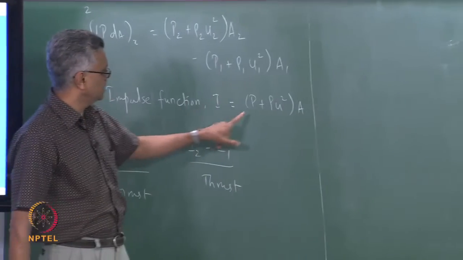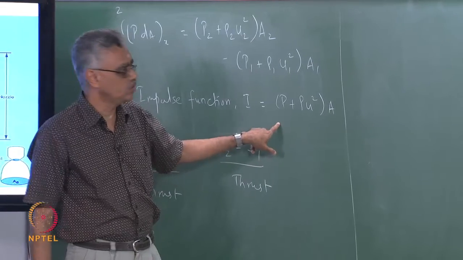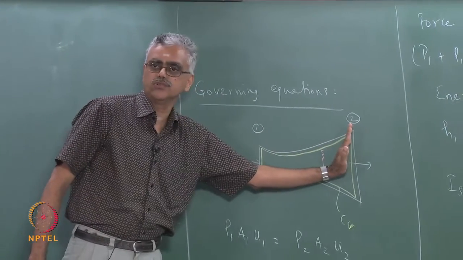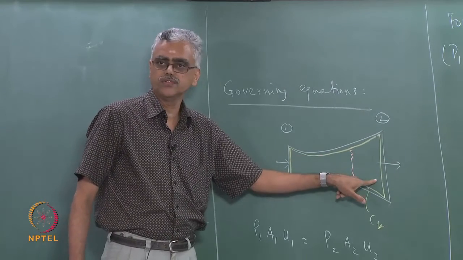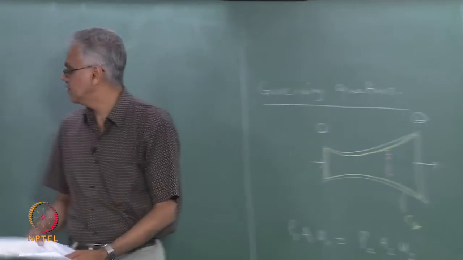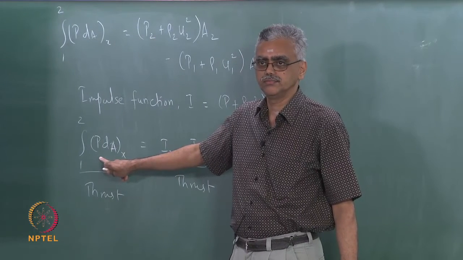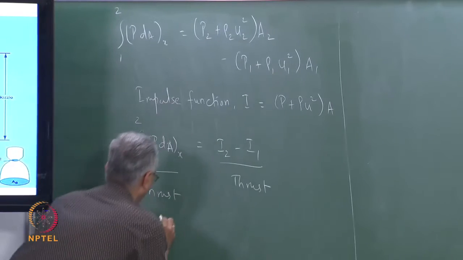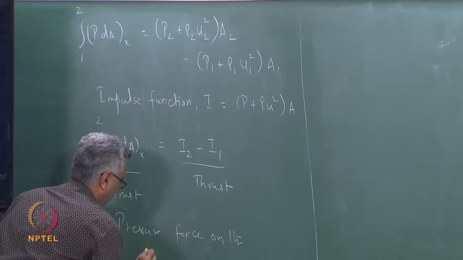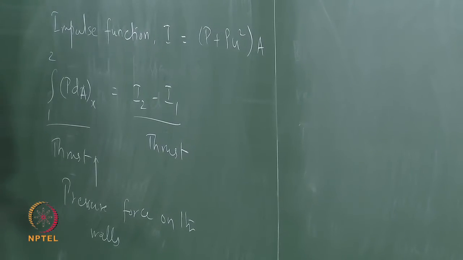Notice that the impulse function has a pressure term also, P times A. There is a pressure force here, right, but this force is the pressure force that acts on the inlet face and the exit face of the control volume. So that pressure force acts on the fluid surface, it does not act on the wall or the solid surface, whereas the pressure force that appears on the left hand side of this equation is the pressure force that is exerted on the walls, right. This is pressure force exerted on the walls.